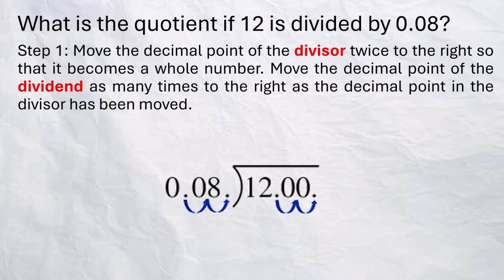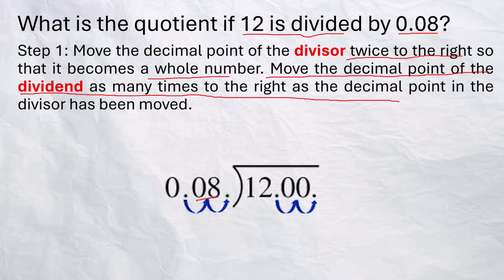Next, what is the quotient if 12 is divided by 0.08? So again, just like the previous example, we need to move the decimal point of your divisor twice to the right, since we have here two decimal places, so that it becomes a whole number. Since we move the divisor, we have to move the dividend as well. We have to move the decimal point of your dividend as many times to the right as the decimal point in the divisor has been moved. So we move 2 times to the right. We need to move also 2 times to the right in your dividend.